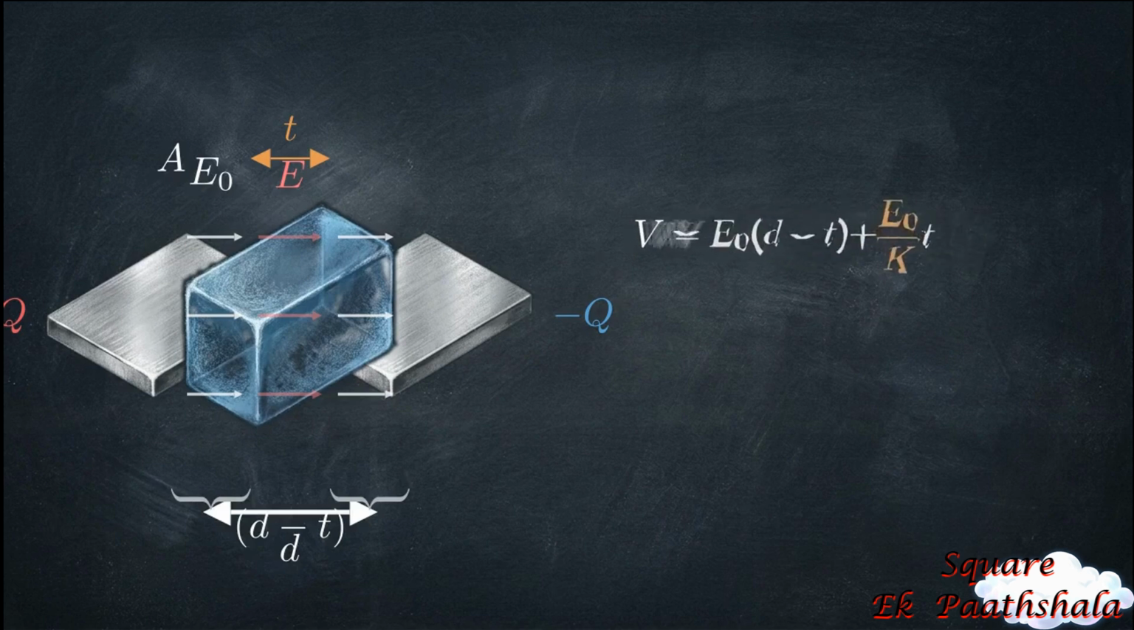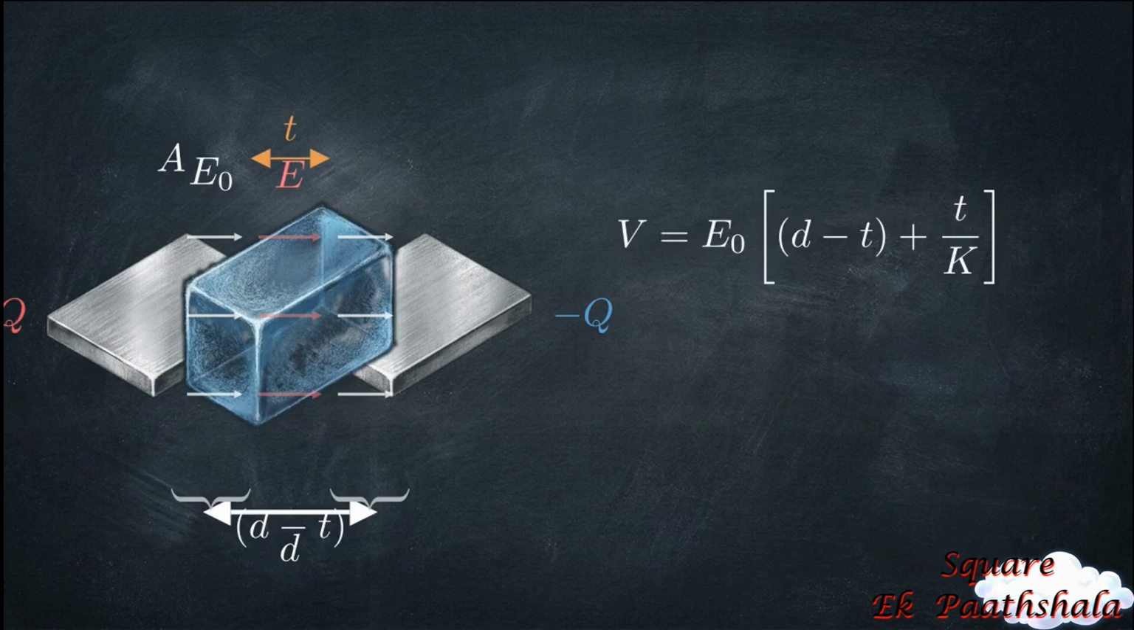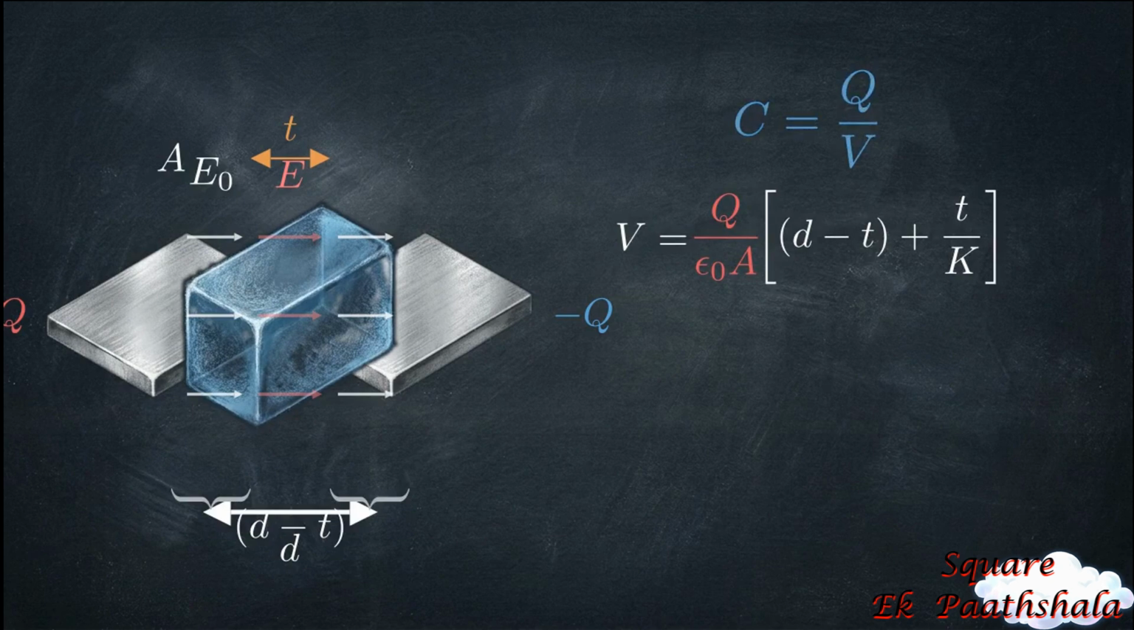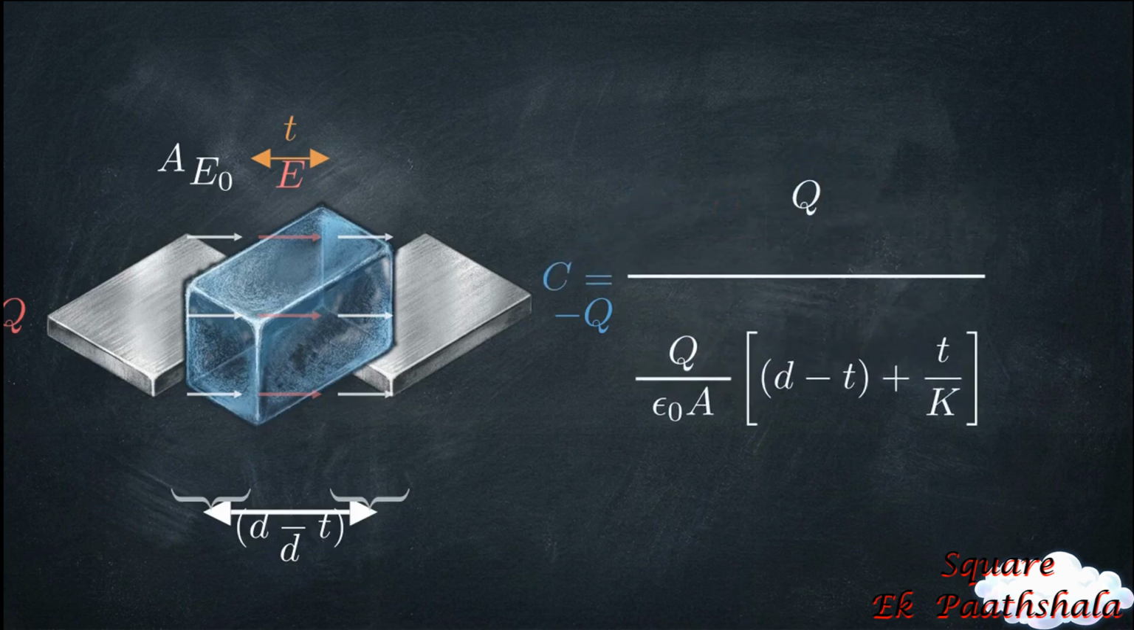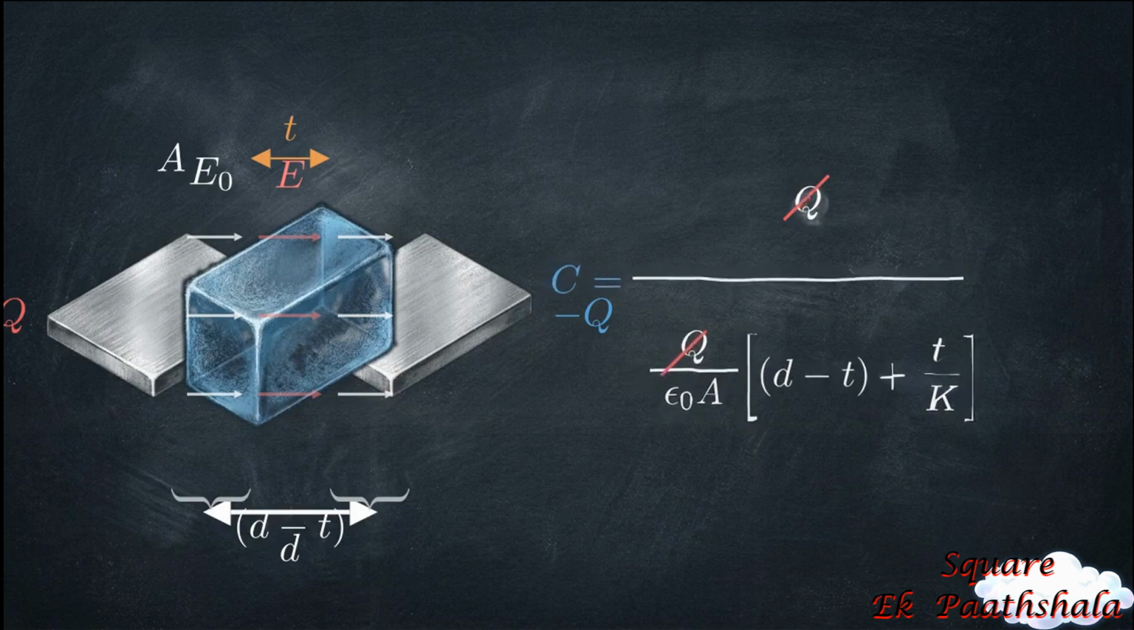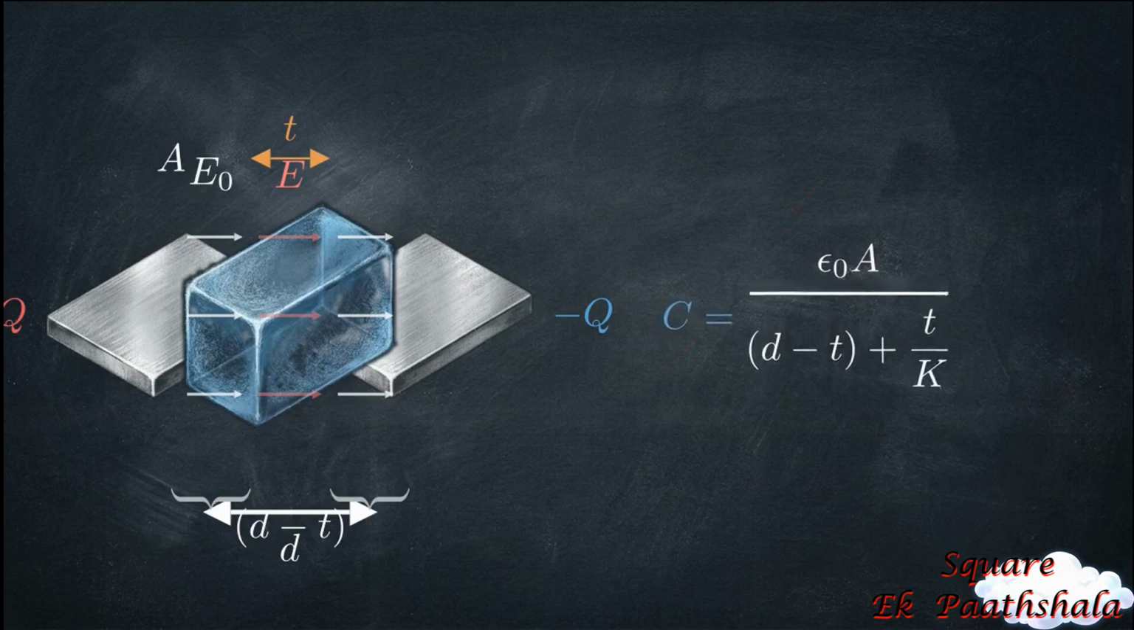field times its distance. Because the dielectric slab shrinks the internal electric field by its constant factor, K, we substitute E0 over K into the slab's portion. We pull out the common E0 factor. When we plug this reduced potential back into our primary equation, the charges cancel out. Decreasing the overall potential strictly drives the capacitance up, locking in our final master formula.